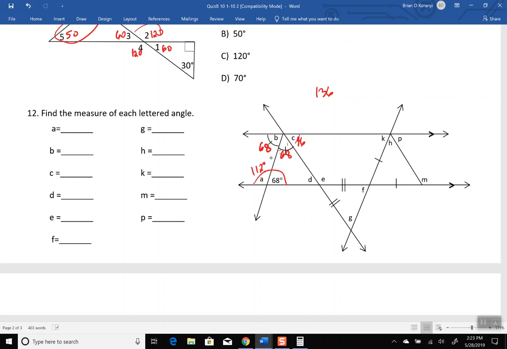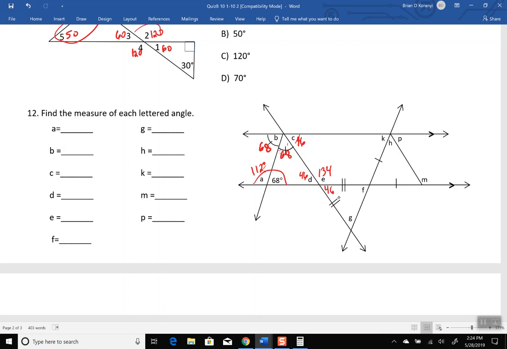If I add these two angles, they should equal that 112. So I've got a few things going. 68 and 68 in this triangle, so that's 136, so this must be 46 degrees. And then 46 to get to 180, that must be 134. And then if this is 134, this must be 46 degrees.